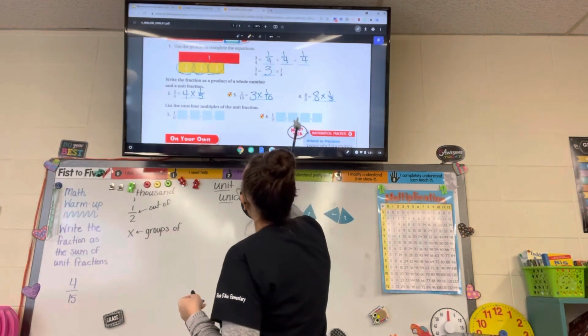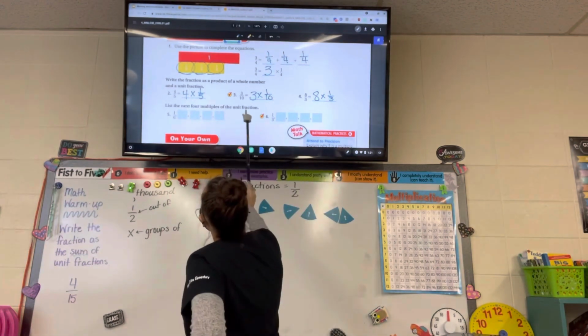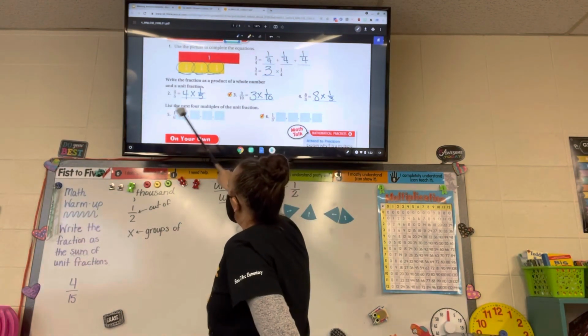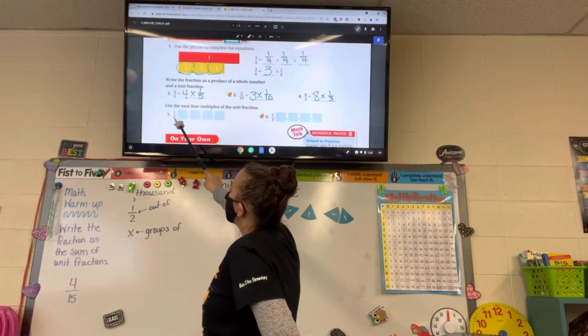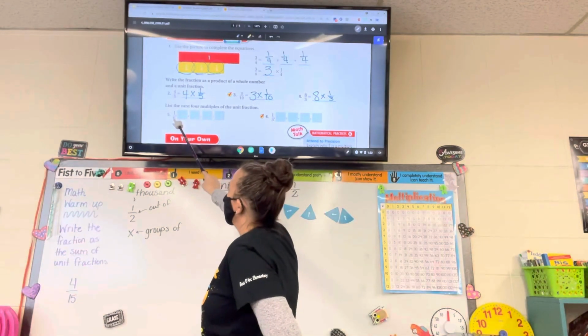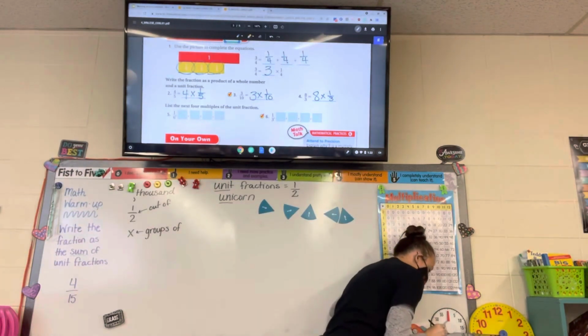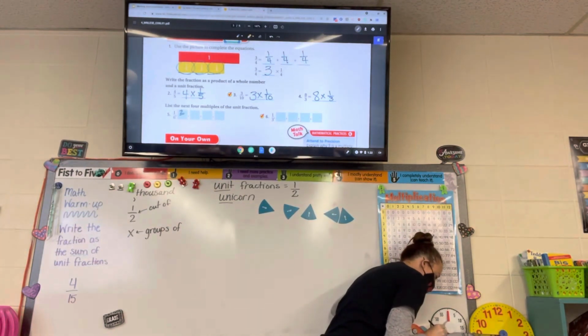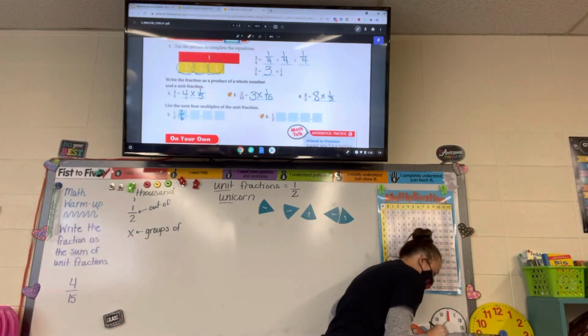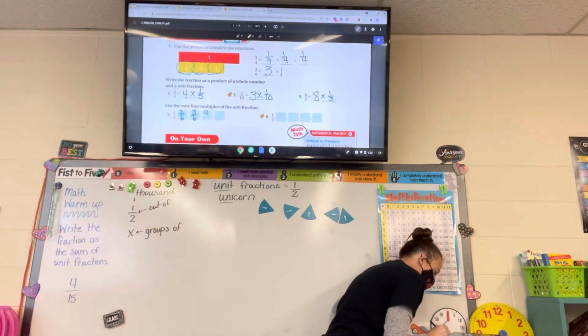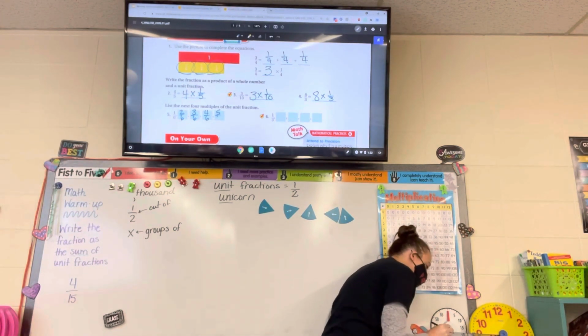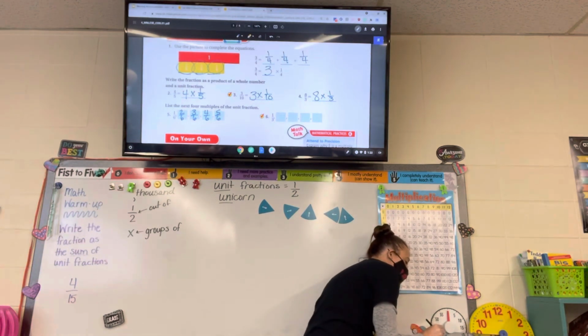Is that all we're doing? That and multiples. So it says list the next 4 multiples of the unit fraction. So 1/6, or 1 times 1/6 is 1/6. What's 2 times 1/6? 2/6. 3 times 1/6? 3/6. 4 times 1/6? 4/6. 5 times 1/6? 5/6. Okay. Underneath, I'm going to write the problem of how we got there.